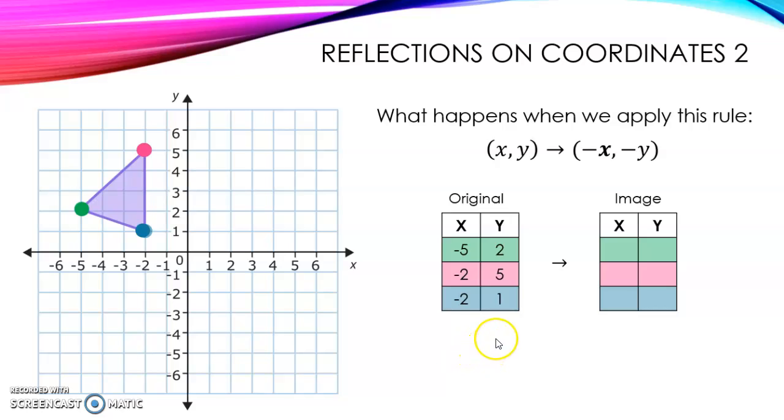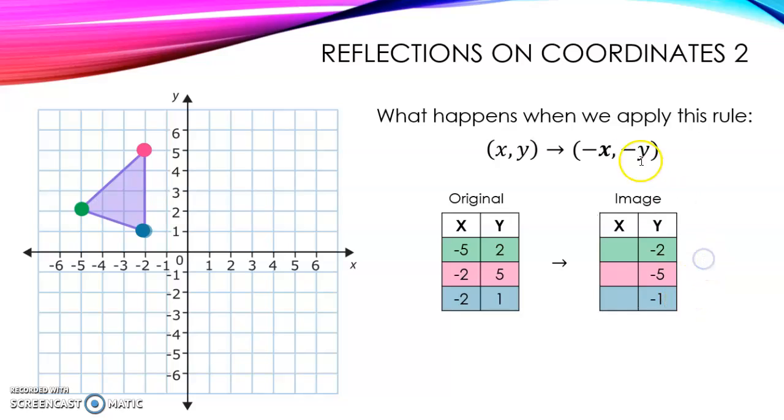Okay, let's try this again. So we have a new rule here. We have x comma y is transforming to -x, -y. So we have these two new values here, and we want to apply that transformation. Now, since the y values are being reflected, that's actually going to be the same as what we saw previously. We're still going to have this at -2, -5, and -1.